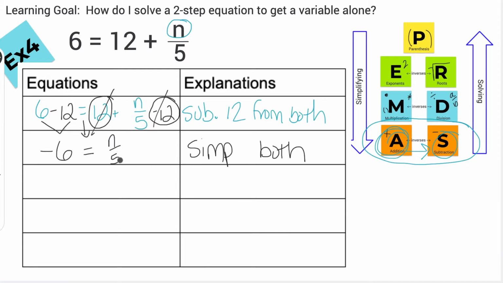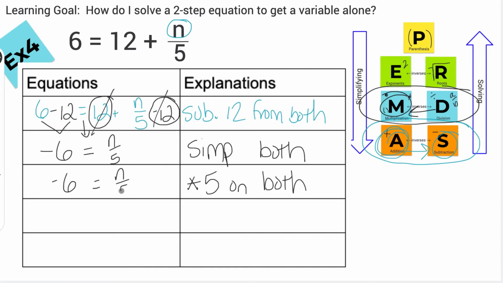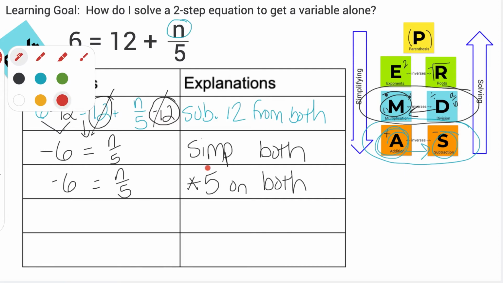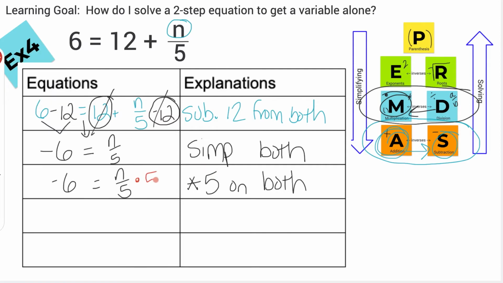All right, here's my variable. All I need to get rid of now is this divided by 5. So I'm on this step. And the inverse of dividing by 5 is going to be multiplying by 5. So I'm going to multiply by 5 on both sides. So I'm going to copy my whole equation down. And then I'm going to go ahead and multiply by 5 on the right. I'm putting it over here. I don't know why. I just did it that way. And now I'm going to go ahead and simplify both sides.